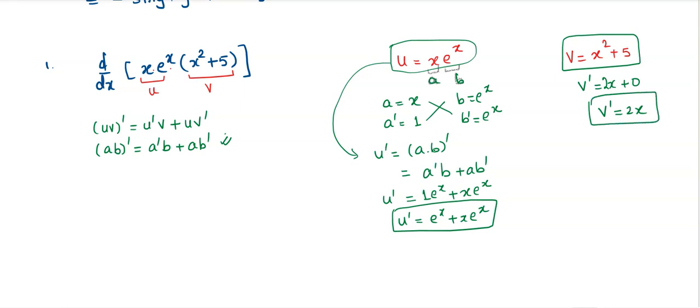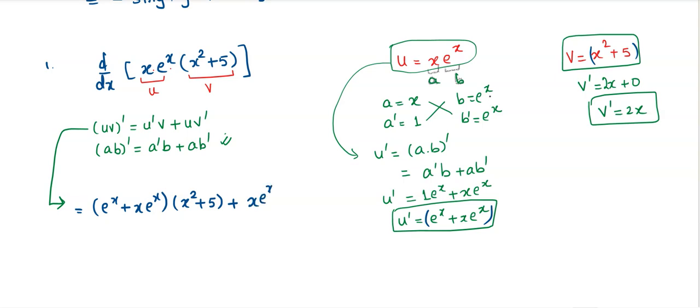So for this, we will now be using this rule. u dash is this term. As I said, two terms, put it in a bracket: e power x plus x e power x. This also put in a bracket, multiplied by v, plus x e power x times 2x.